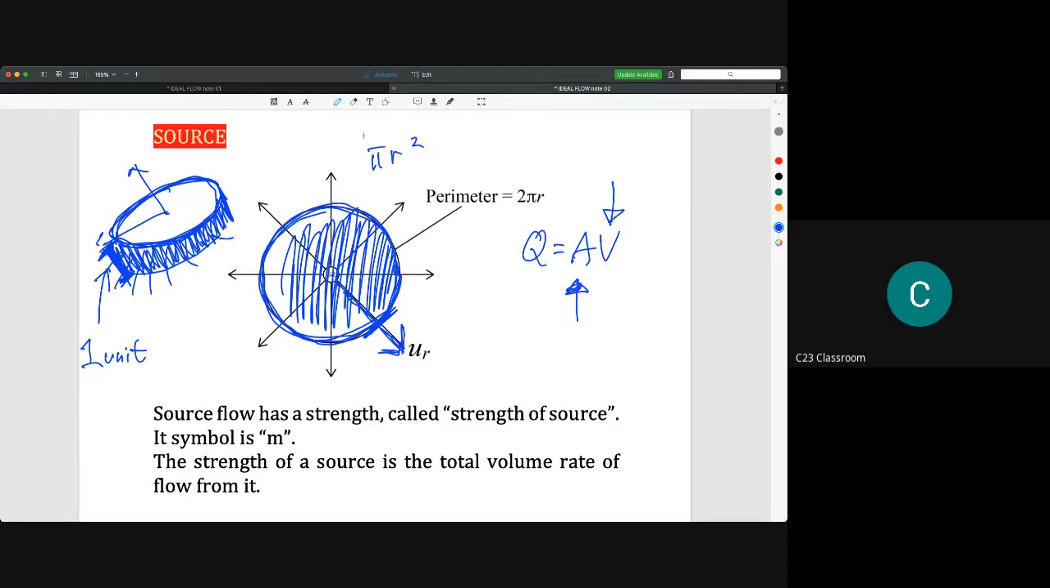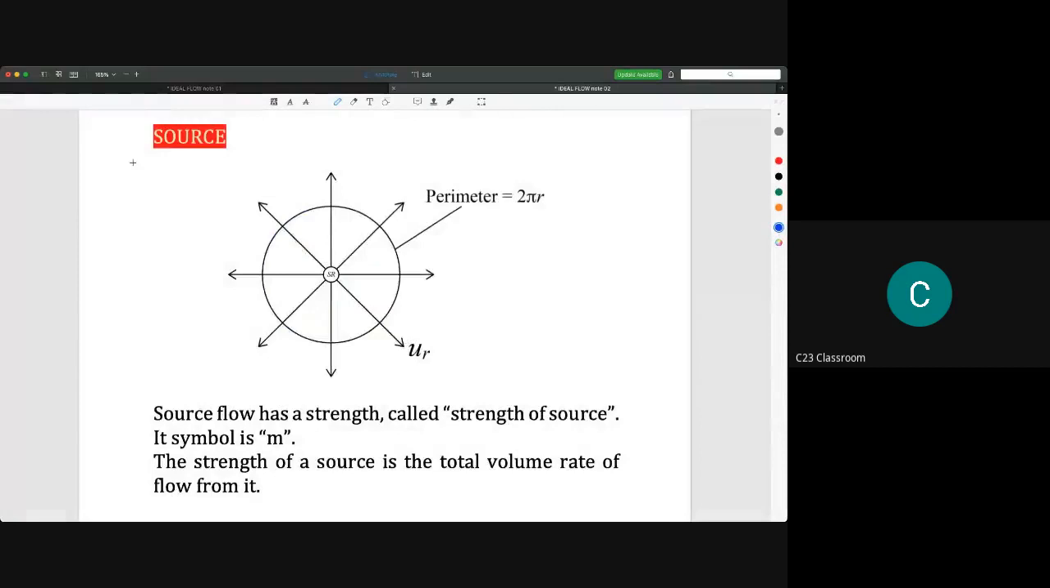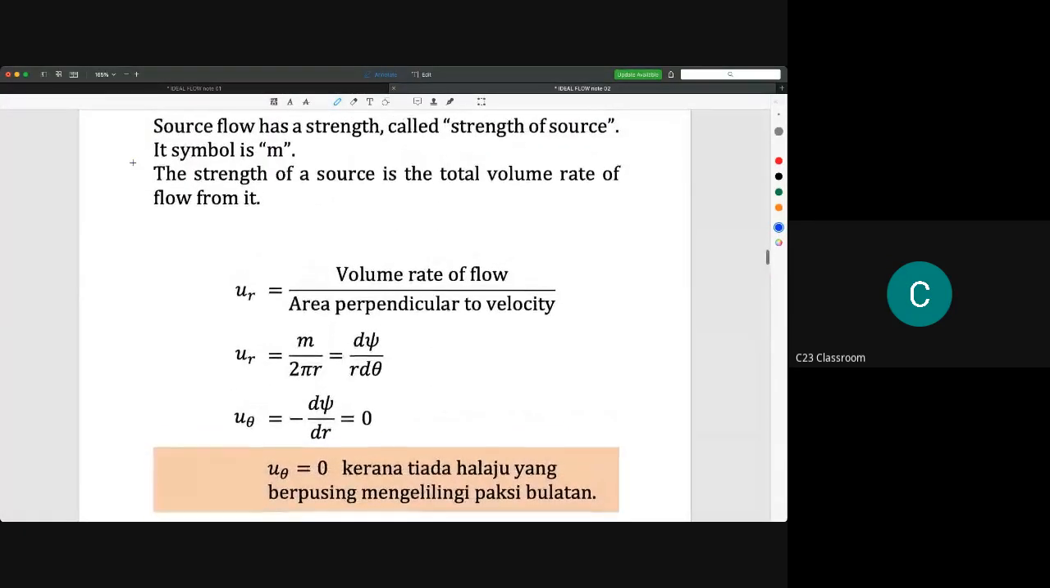So this is a very, very basic fundamental idea that you should know. Okay. So jadi kita mengetahui bahawa UR adalah velocity yang kita dapat daripada soalan. Oleh itu kita boleh menulis UR sama dengan strength of source divided by its area. So it is m over 2 pi r. And we know from the Cauchy-Riemann equation UR is equal to d psi over r d theta. Okay. So and then we assume that U theta, which is the negative d psi over dr, must be equal to 0. Why is it equal to 0?